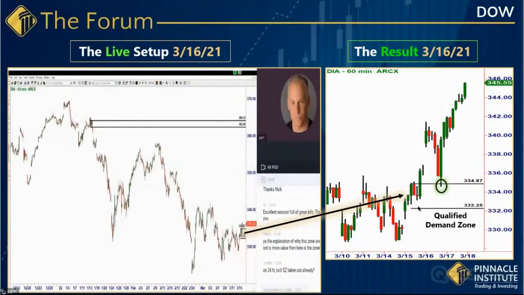Therefore, we had a qualified demand zone right here where we'd want to be a buyer if the risk and reward met our criteria. But again, why the Dow ETF in a 60-minute chart? Because that's where the evidence showed up. Now we're going to go to the live charts in a moment and show you.